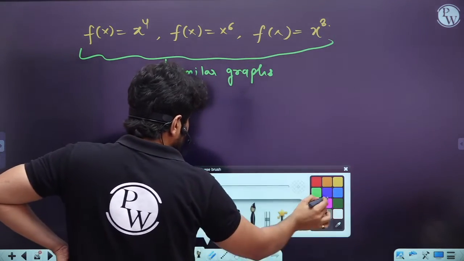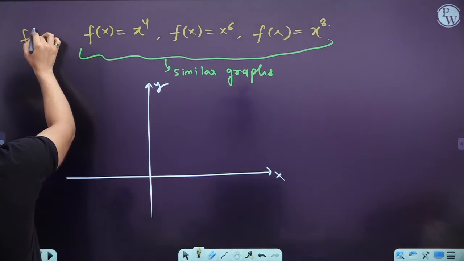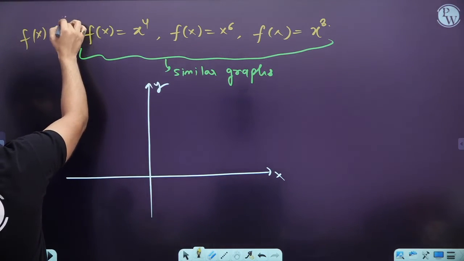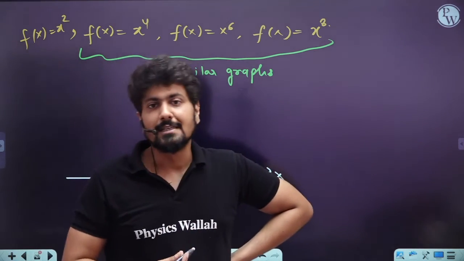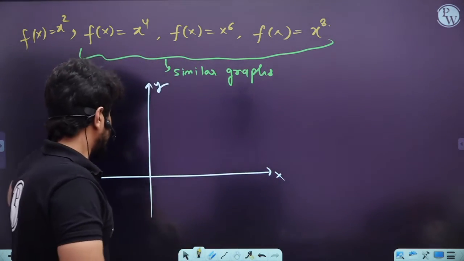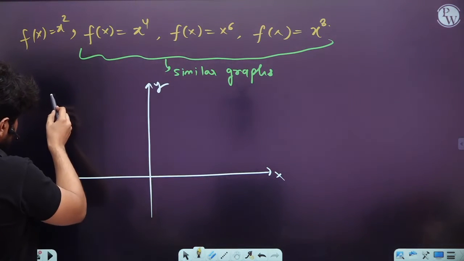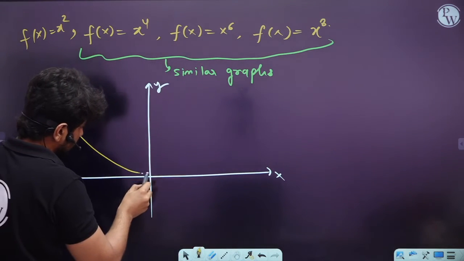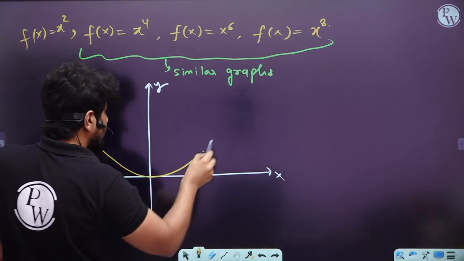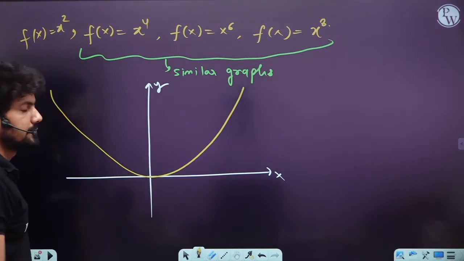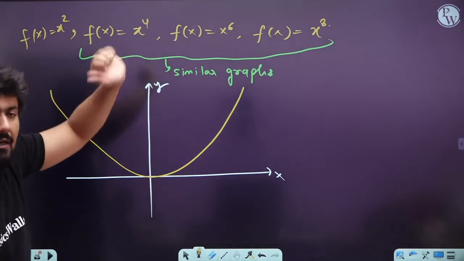f(x) is equal to x square, f(x) is equal to x raised to the power 4, f(x) is equal to x raised to the power 6, f(x) is equal to x raised to the power 8. All of their graphs will be similar, and their graph will look like this, a parabolic graph. At x is equal to 0, y is 0, and then so on.